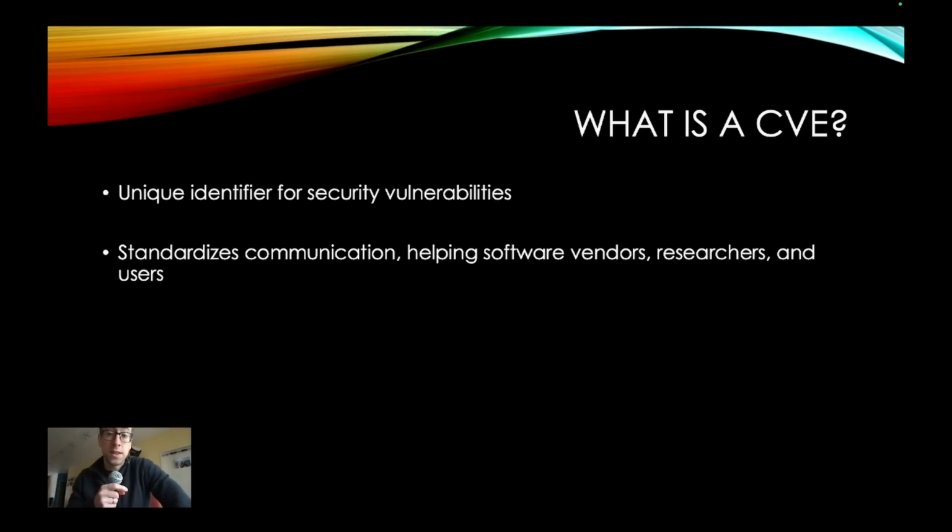Before we dive into the specifics, let's make sure we understand what a CVE is. CVE stands for Common Vulnerabilities and Exposures, and it's a unique identifier for security vulnerabilities. It's like a serial number for bugs in software. This standardization helps software vendors, security researchers and users to communicate about these issues efficiently. For example, you can find more details about CVEs on the official Mitre website, which is linked in the description below.